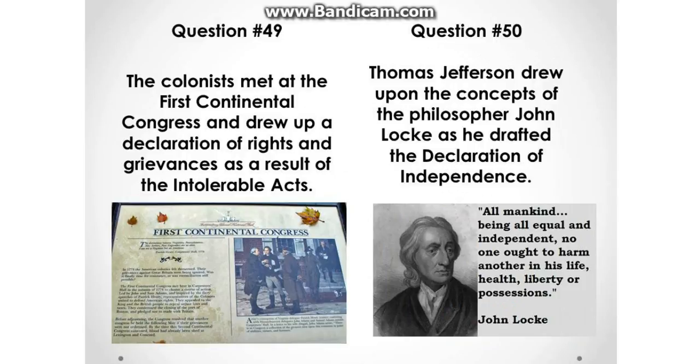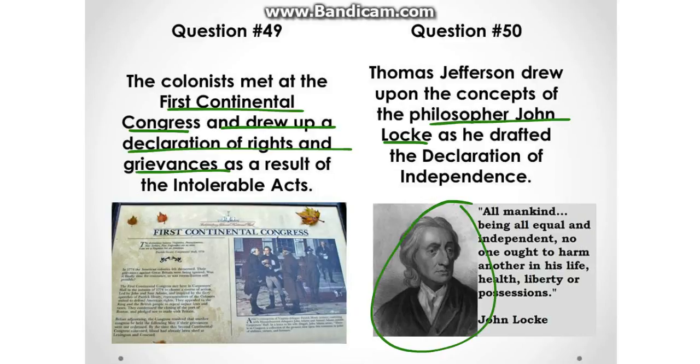Question number 49. How did the colonists react to the Intolerable Acts? In reaction to the Intolerable Acts, the colonists met at the First Continental Congress, and they drew up a Declaration of Rights and Grievances as a result. Question number 50. Whose concepts did Jefferson draw upon as he drafted the Declaration of Independence? Thomas Jefferson drew upon the concepts of the philosopher John Locke as he drafted the Declaration of Independence. A picture of John Locke is here, along with a quote from some of his writings.